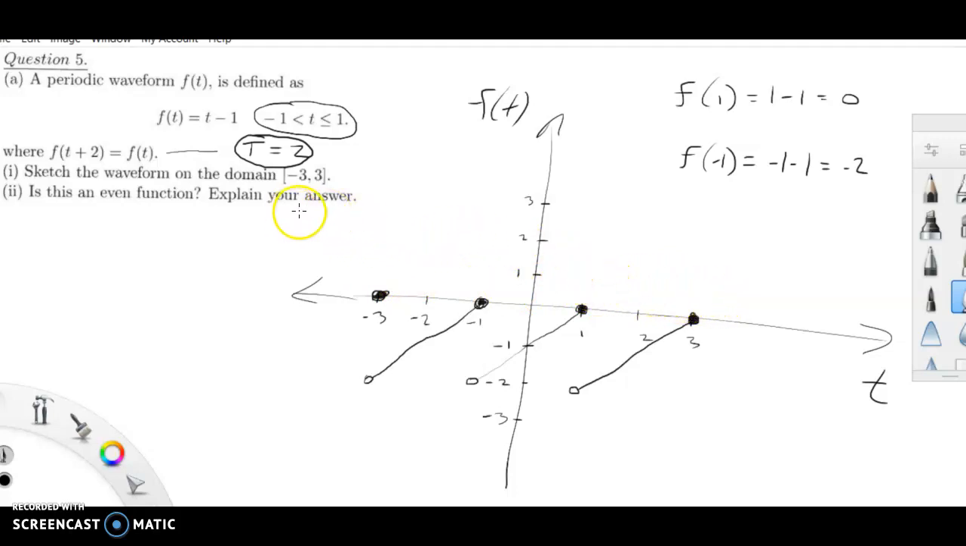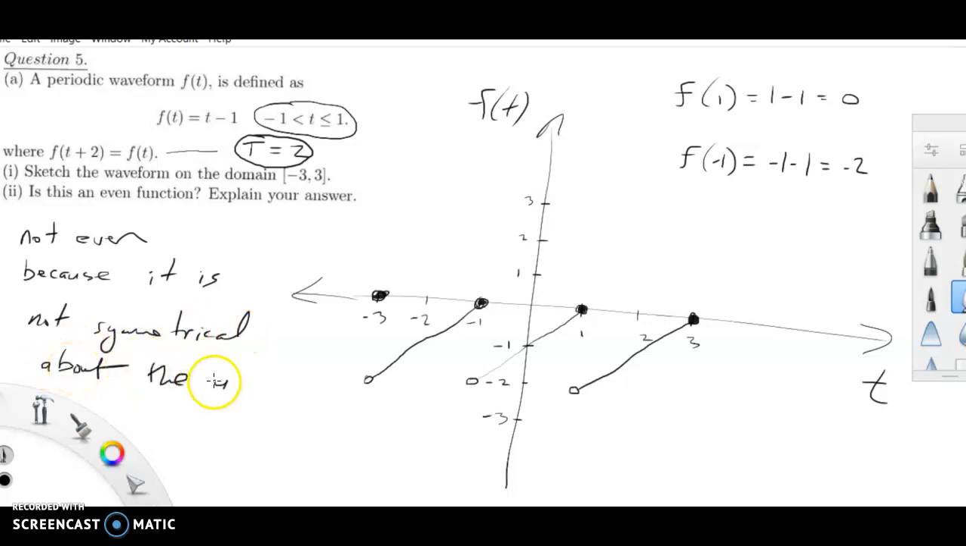Is it an even function? It's not going to be an even function. Why? No, not even, because it is not symmetrical about the y or vertical axis, because it's not the same on both sides.